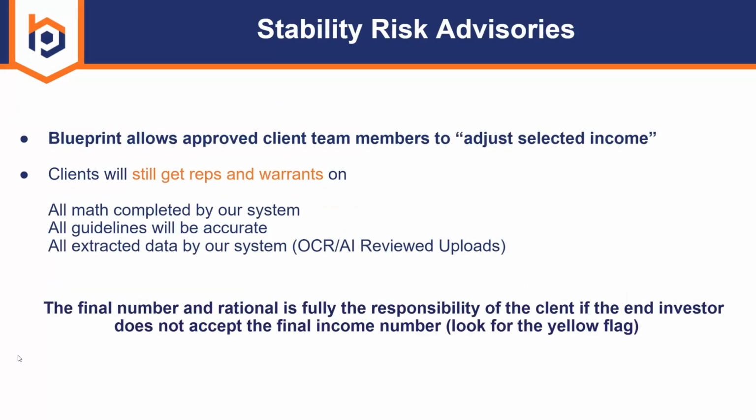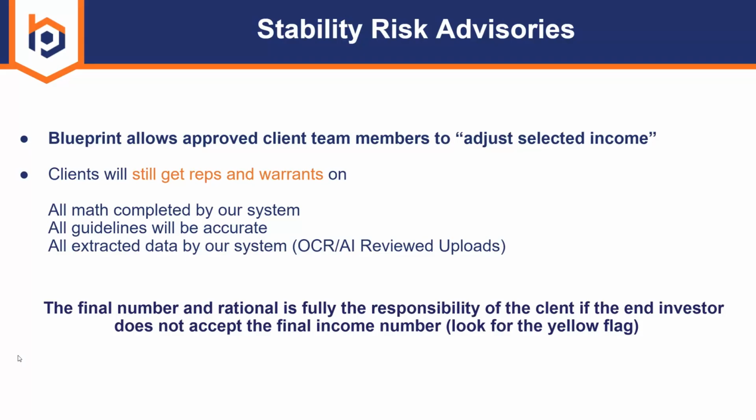Blueprint allows approved client team members to adjust selected income. So in the advisories, sometimes our clients will say, well, we want to use something different than you've issued because we do have that 10% threshold that will not recommend income if it's going down, and we have that 10% threshold that when it's going up, that require an underwriting review. You keep in mind, you keep getting reps and warrants on all math completed, all guidelines, and all extracted data if you're using our automated income review, which is our OCR AI review uploads.